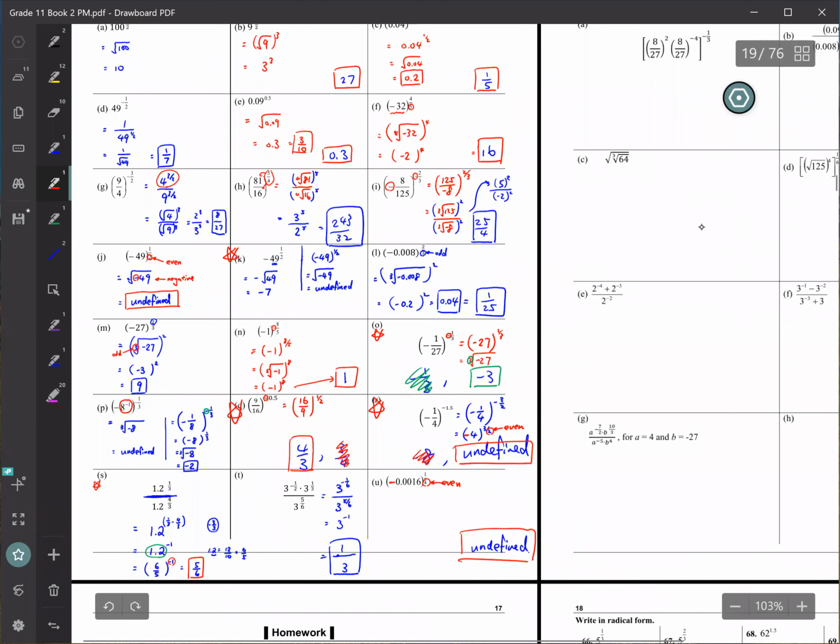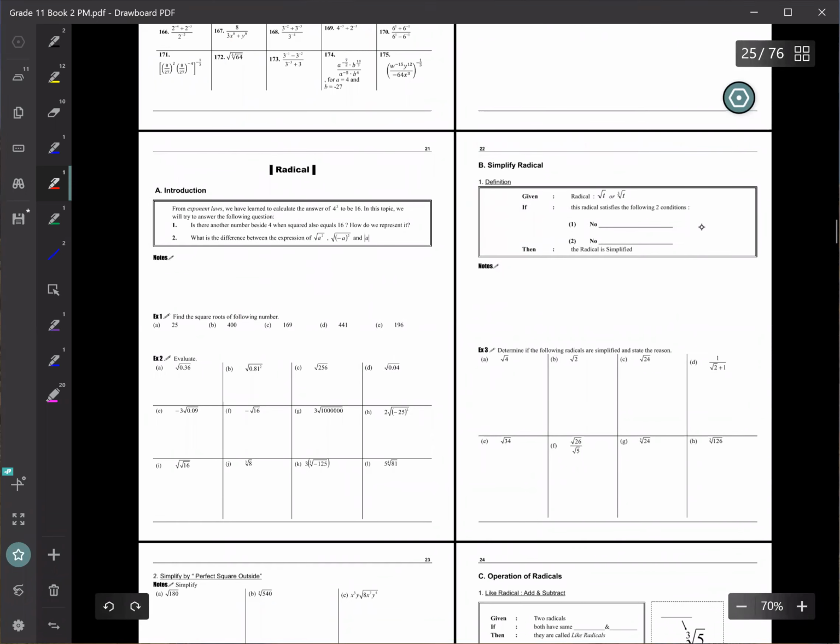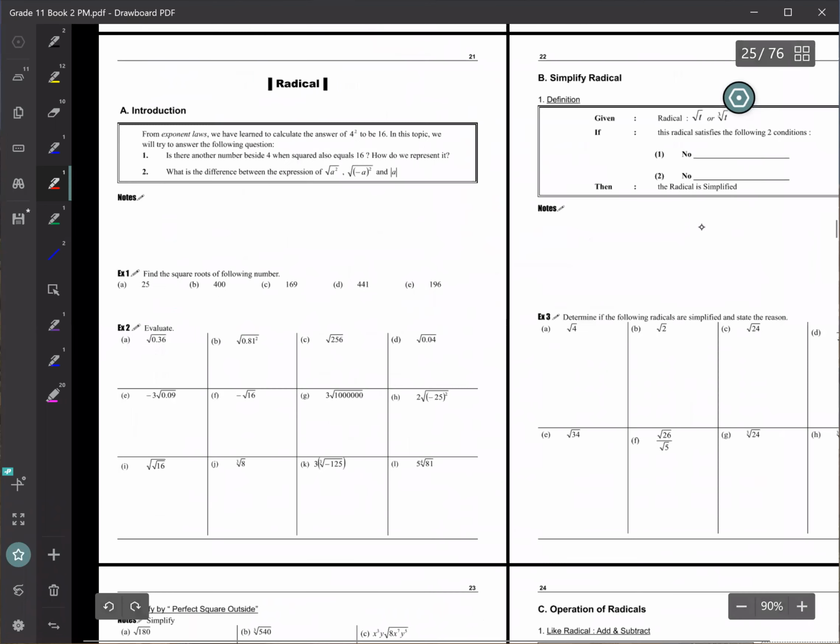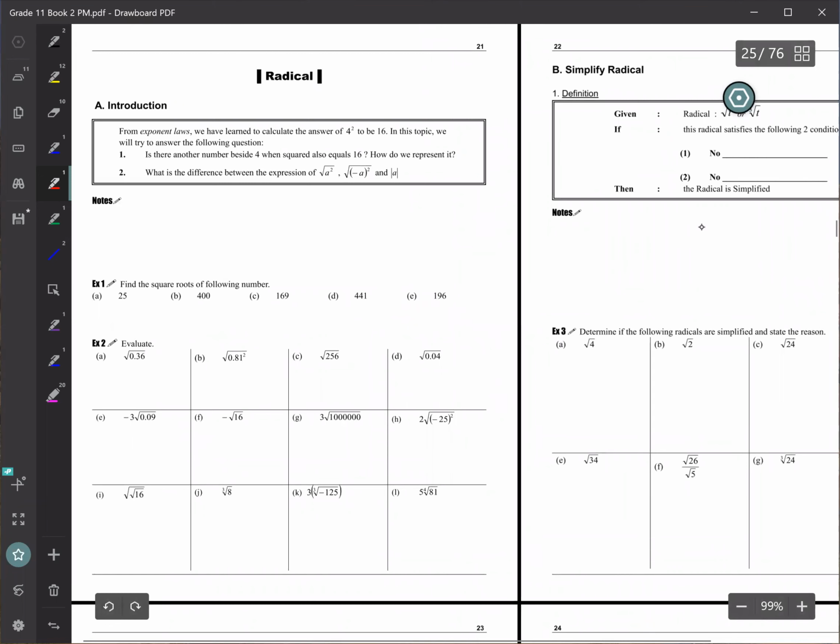So I would like you guys to turn to page 21. Okay. So page 21 is about radicals. So everything about simplifying square roots. So first thing, we need to know what kind of radical, right? What kind of question is considered simplified? Okay. So today there are two conditions. So we will just cover the first one today.